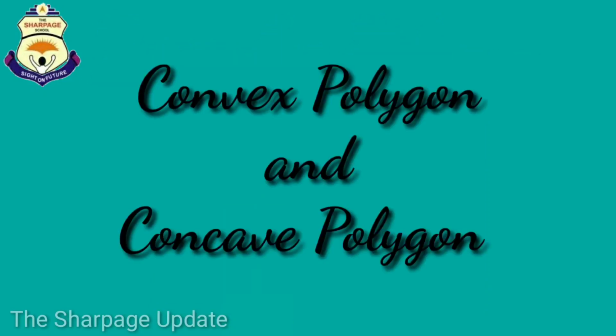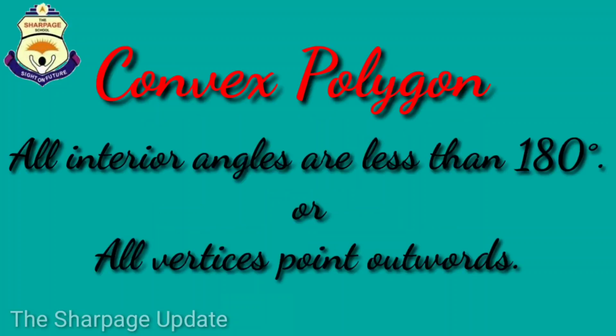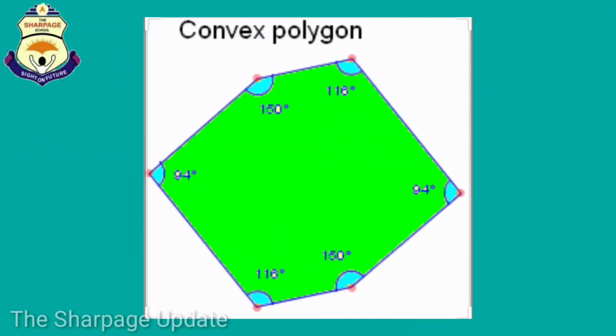Now again, it is divided into two parts. First is convex polygon and second is concave polygon. In a convex polygon, all interior angles are less than 180 degrees, or all vertices point outwards. This figure is an example of a convex polygon. Notice all its inside angles are less than 180 degrees and all vertices point outwards.